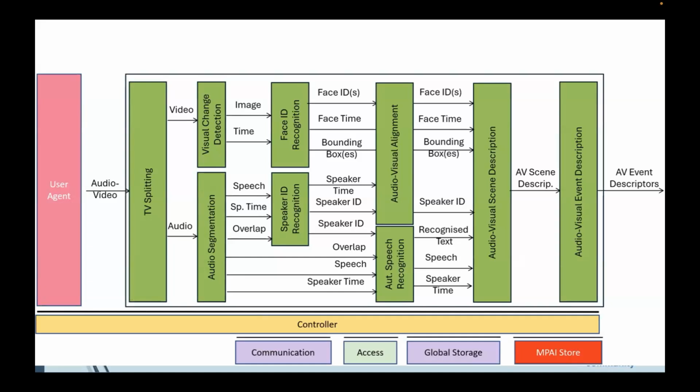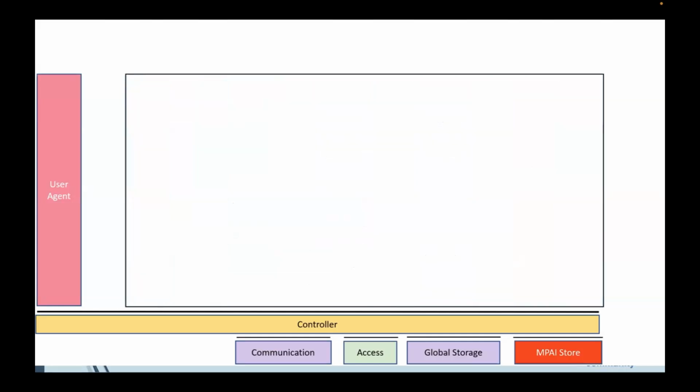And then we combine all these huge amount of pieces which are related to the video timeline, basically. We combine them into an audiovisual scene description. And then finally in audiovisual event description, which is, as I said, leveraging the MPAI representation.